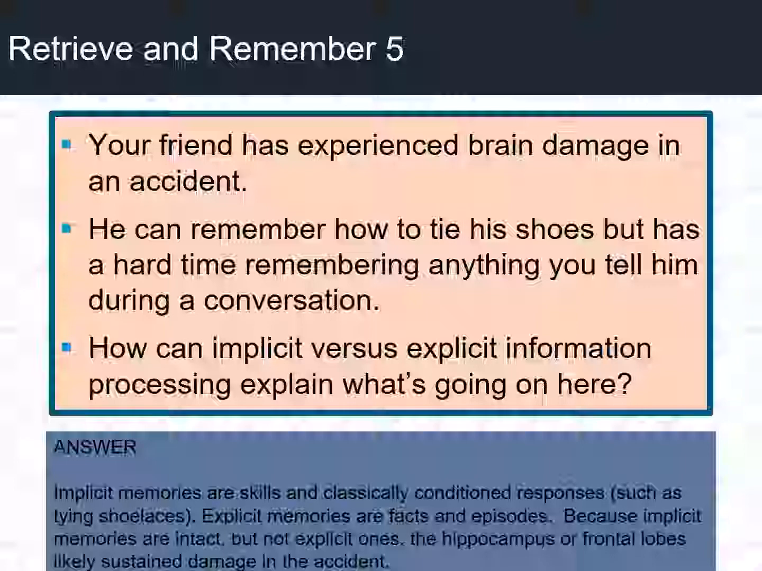The answer is that implicit memories are skills and classically conditioned responses, such as tying your shoelaces. And explicit memories are facts and episodes. Because implicit memories are intact but not explicit ones for your friend, it's likely that the hippocampus or frontal lobes are where he sustained damage in the accident.